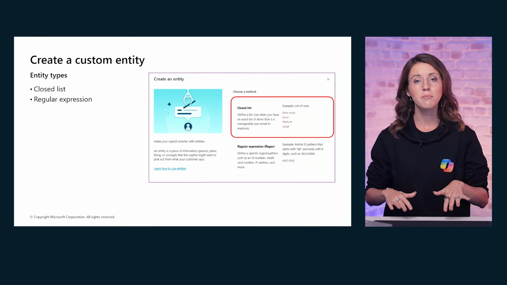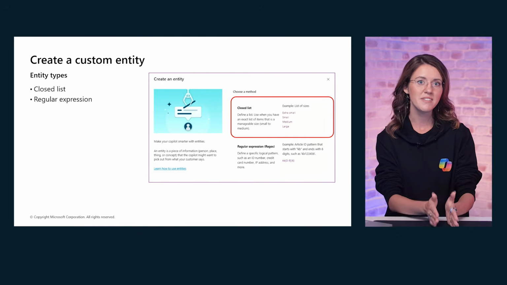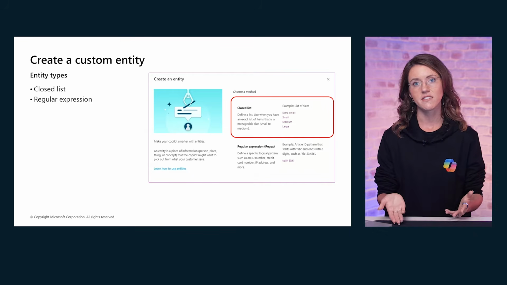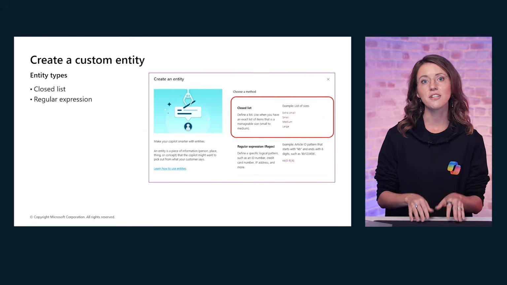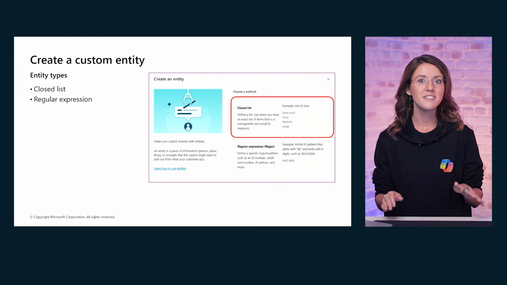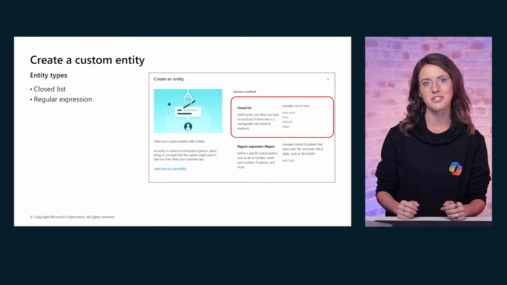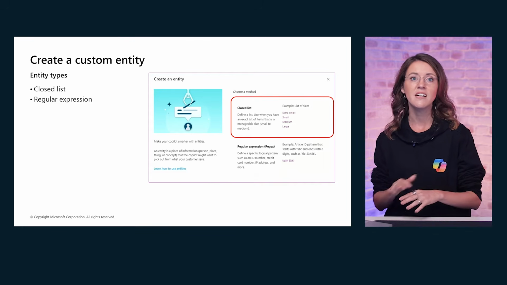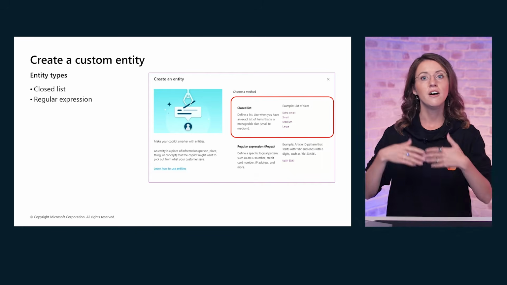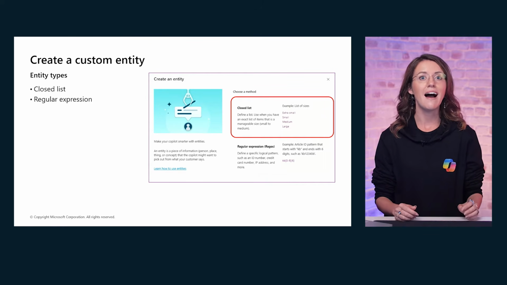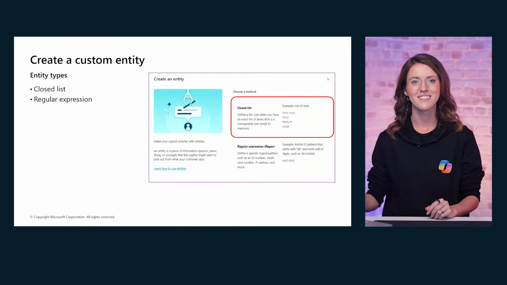After selecting the type, configure the entity by specifying the values or patterns it should recognize. Once you have defined and configured your custom entity, save it. Your new entity is now ready to be used in your Copilot Studio projects. By creating custom entities, you can ensure that your AI understands and processes the specific type of information relevant to your organization, making your interactions more accurate and efficient.